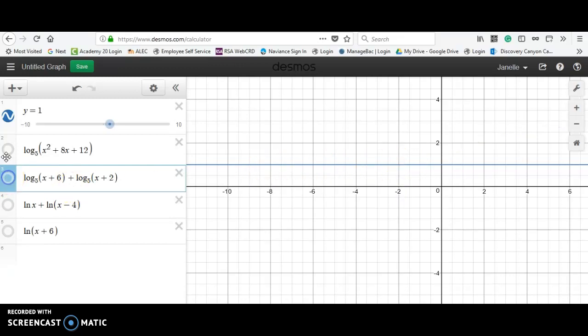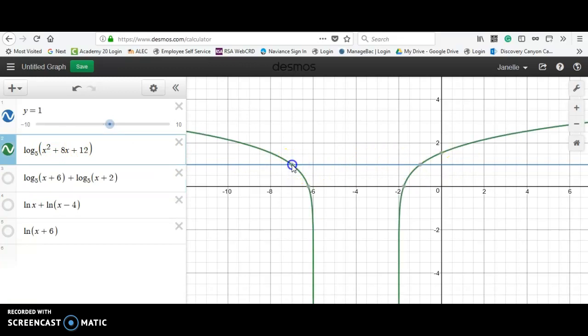So let's go ahead and turn this one off and let's look at this graph. Here, at log base 5 of x squared plus 8x plus 12, we clearly have two solutions. Now, why did this happen? And look, it does correspond to that -7, 1. Let's think about why this happened.